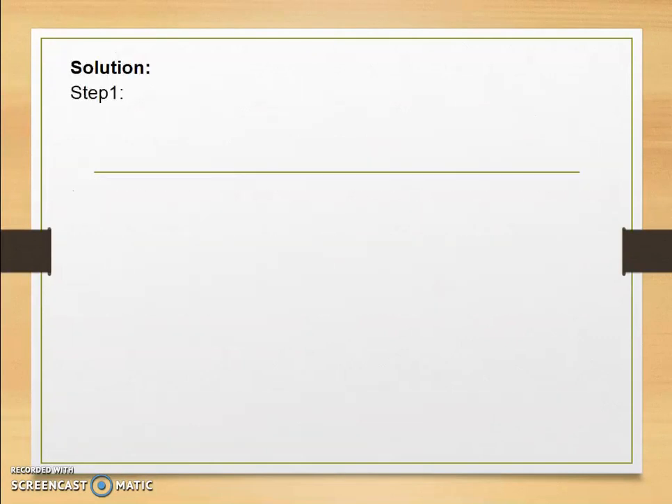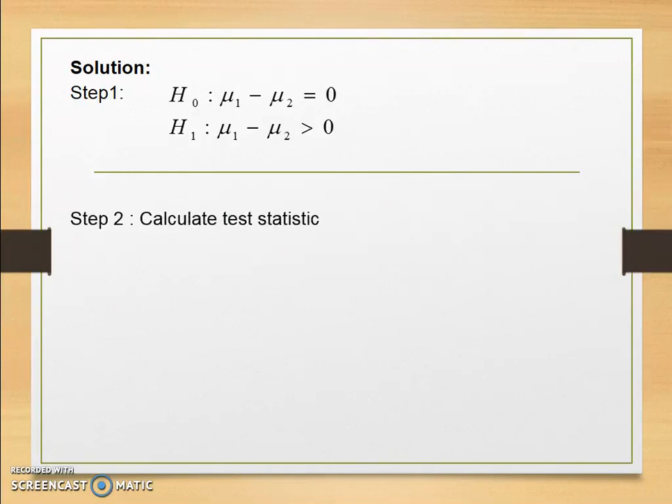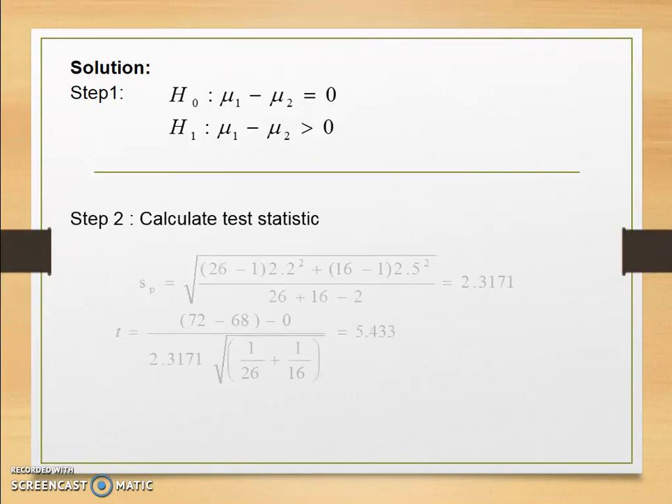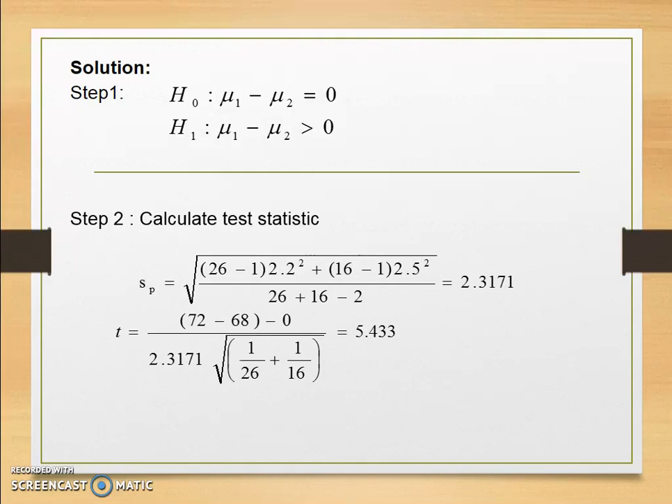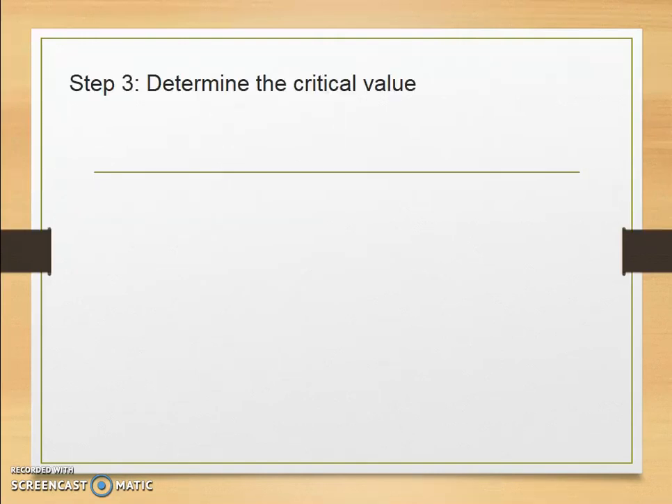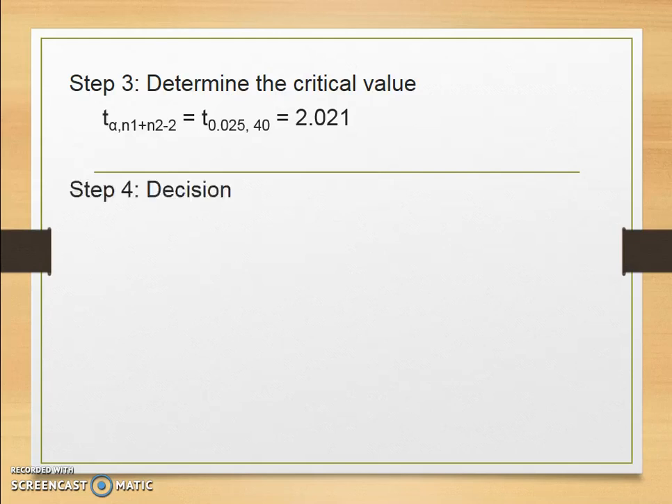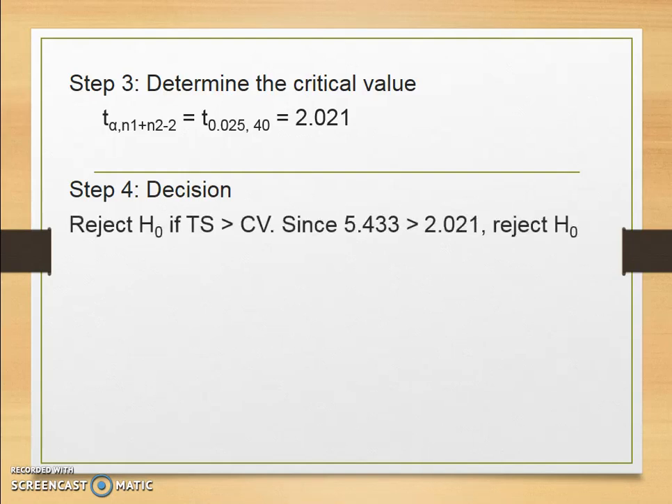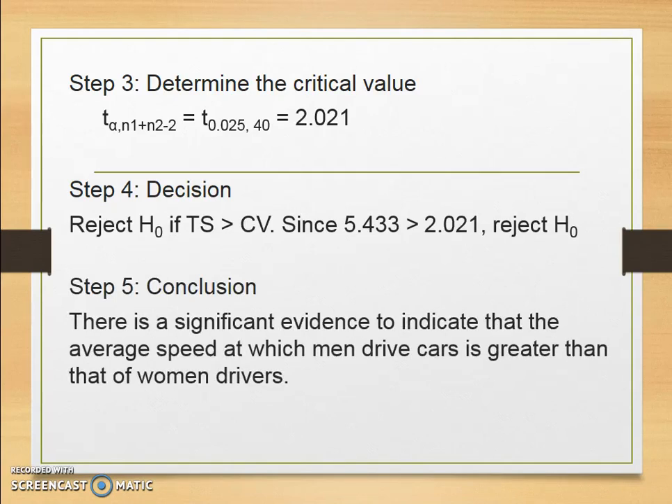The solution is step number 1. State the null and alternative hypothesis. Step number 2. Calculate test statistic based on the formula. Step number 3. Determine the critical value based on the statistical table with appropriate distribution. Step number 4. Make the decision either reject or not reject the null hypothesis. Step number 5. Write down the conclusion.